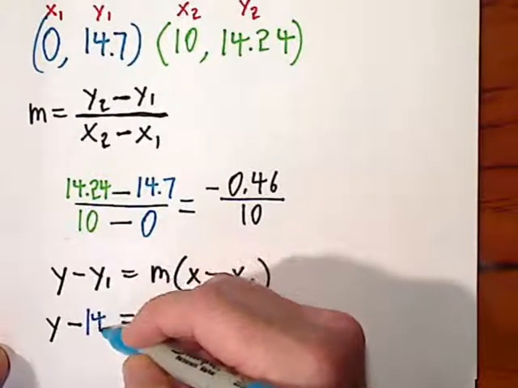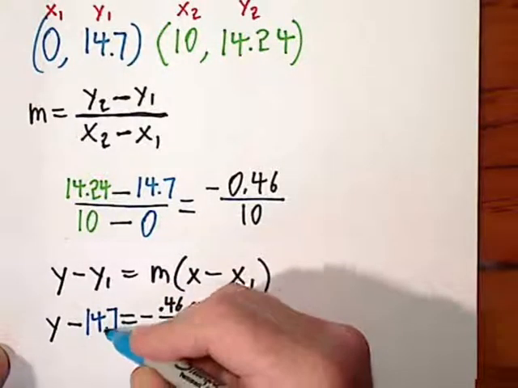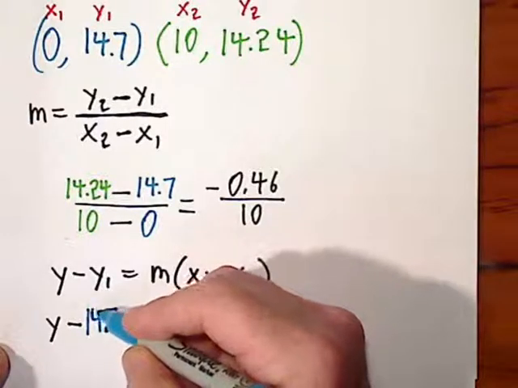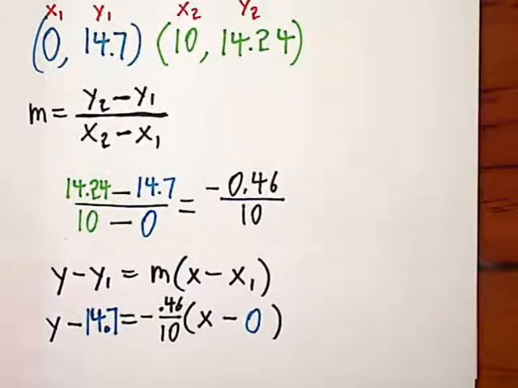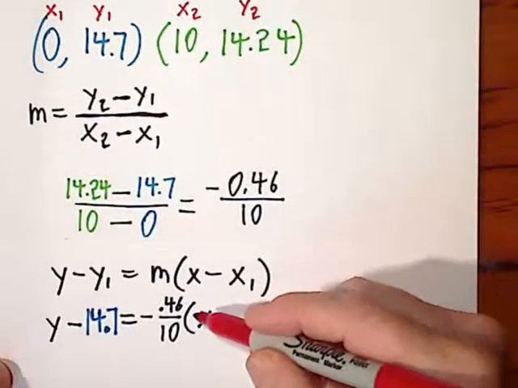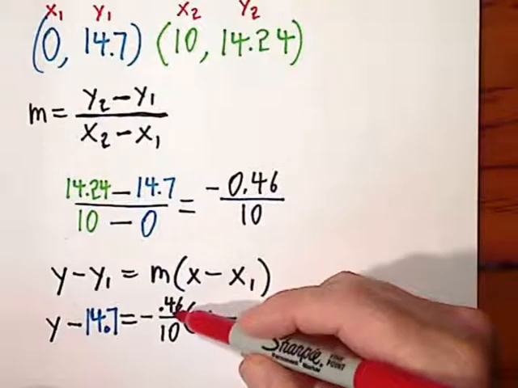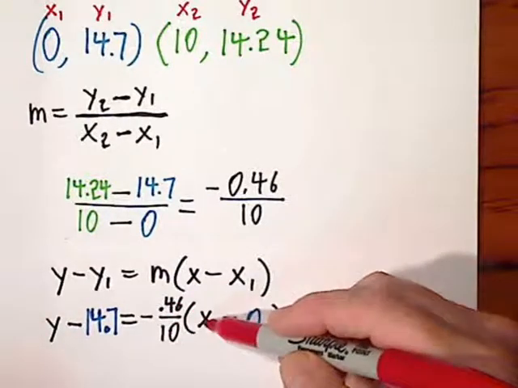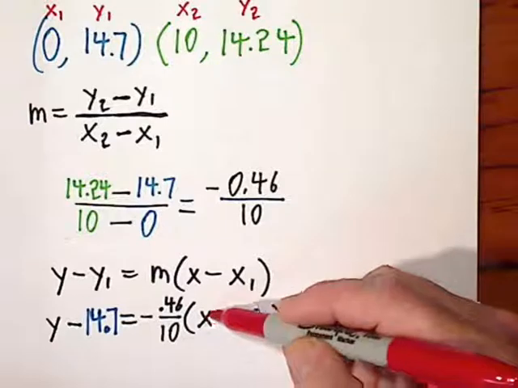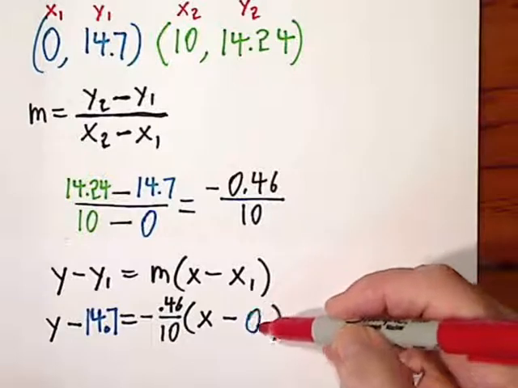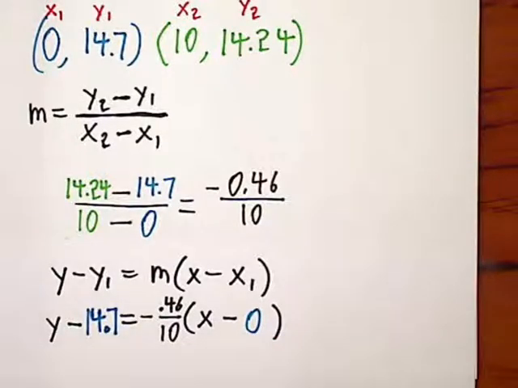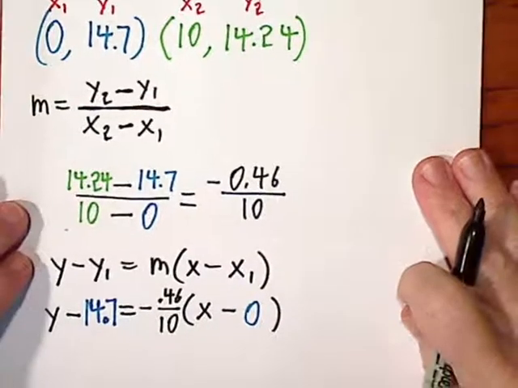Make sure you can see that. Now we've got to clean this up some. Notice really not much happens. When I distribute the negative 0.46 over 10, it goes to the second term, but times 0 is just a 0. So I'm just going to rewrite this without the parentheses, since I really don't need them.